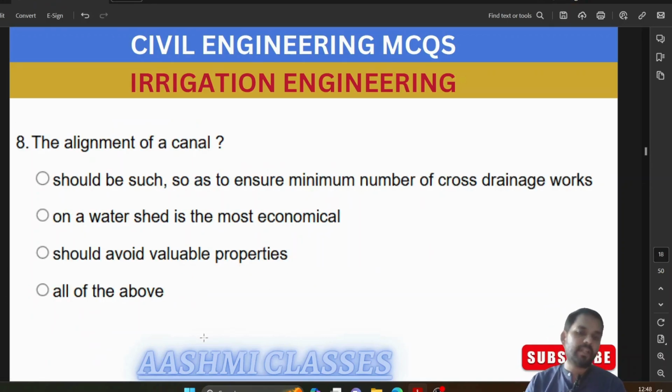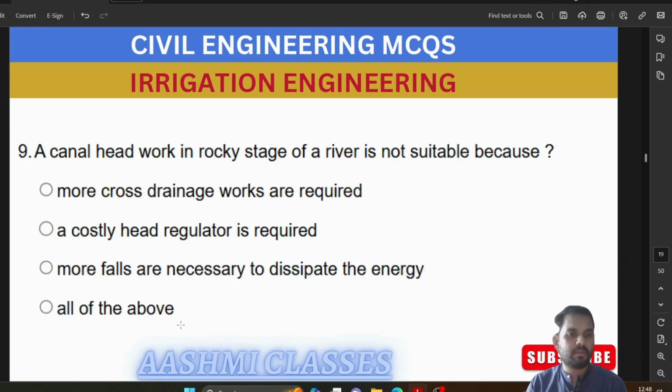The alignment of a canal should be such as to ensure minimum number of cross drainage works, correct. On a watershed is the most economical, correct. Should avoid valuable properties, correct. So the correct option is all of the above. A canal headwork in rocky stage of a river is not suitable because more cross drainage works are required, correct. A costly head regulator is required, correct. More falls are necessary to dissipate the energy. So the correct option is all of the above.